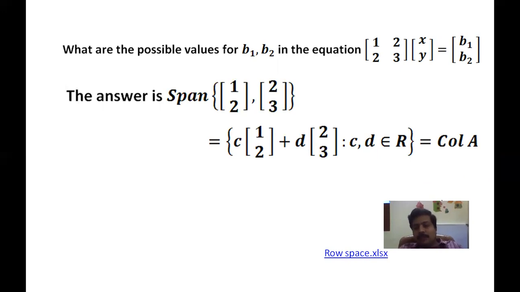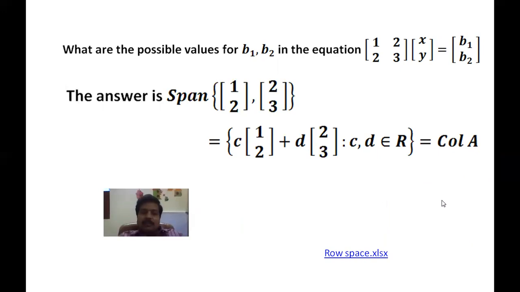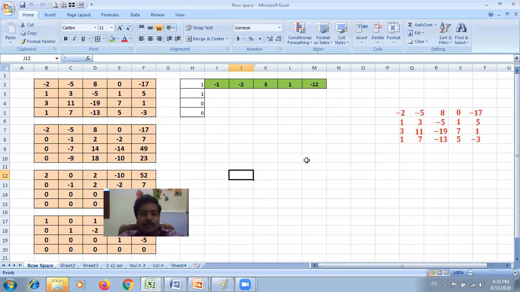So in other words, the vectors which are in column space A can appear here. When vectors in column space A appear here, the equation will be solvable. So for those equations whose B1 and B2 are in column space A, those equations have solutions.